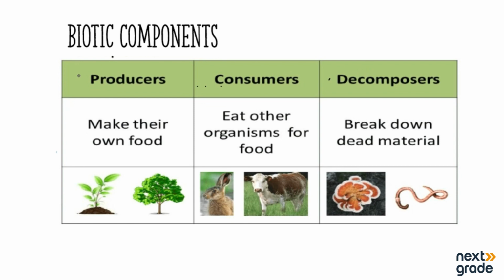There are three types of biotic components in an ecosystem. The first one is producers, the second one is consumers, and the third one is decomposers. Let's talk about the producers first. Plants produce food for themselves and for animals with the help of water and sunlight. That is why they are called producers.